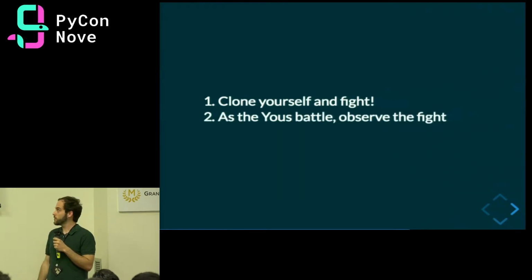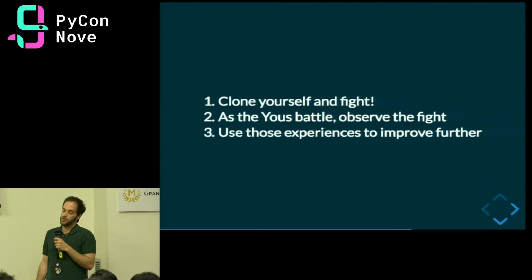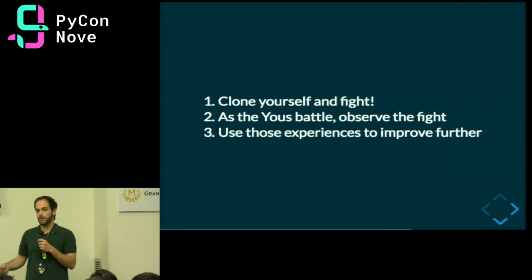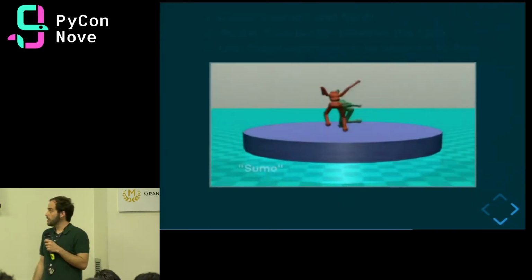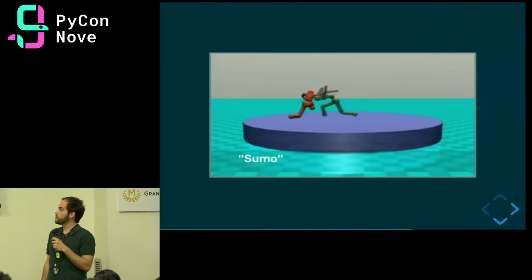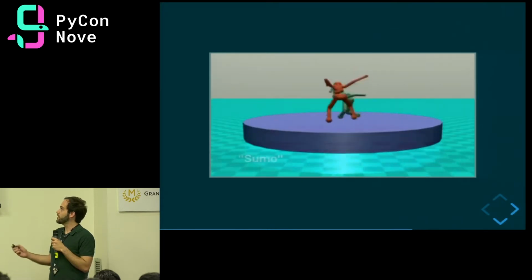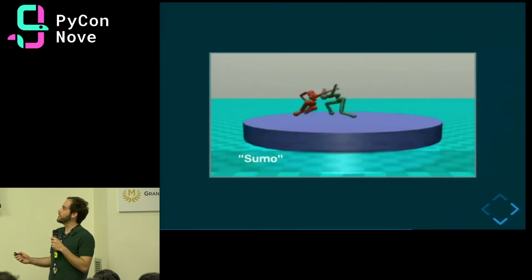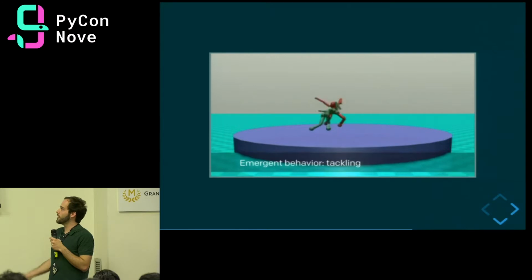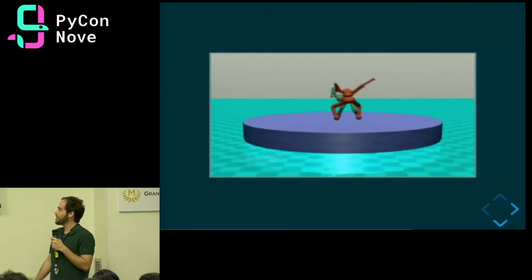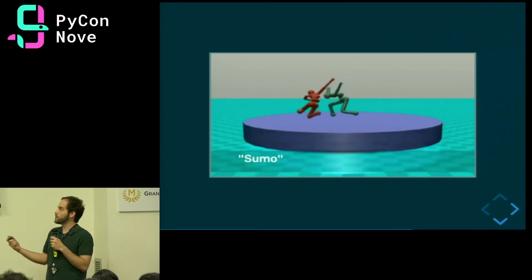As you are fighting, another copy of yourself is watching the fight and wondering what could have been done better, what could have been done worse. So the next iteration, you look at what happened and then improve over that. This is what happens when you use this approach with sumo, and they're very funny, especially the ends, because no human will ever fight like that. But that's more efficient because it gives you more stability.